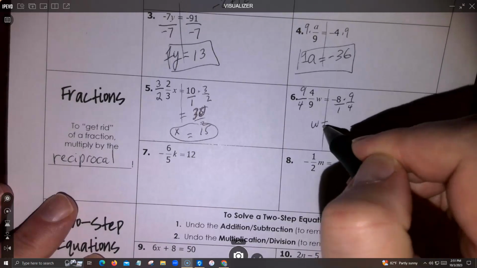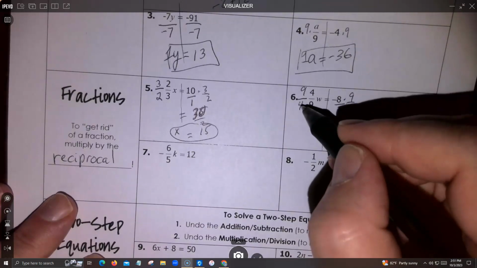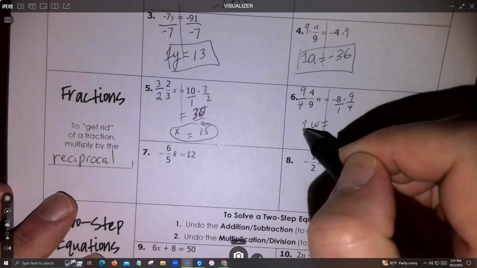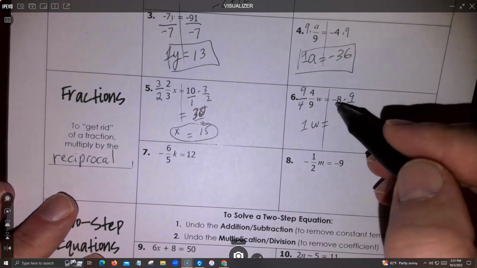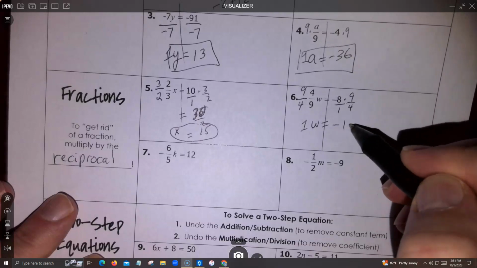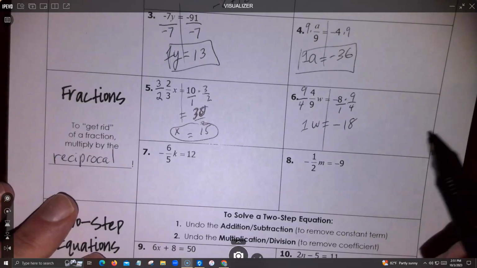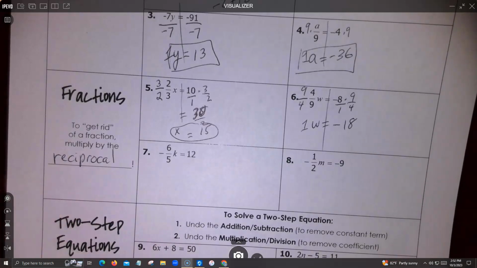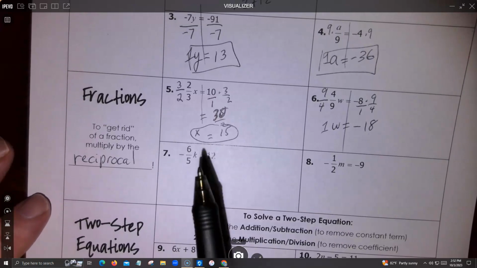W equals, because remember, all this works out to is 1 over 1, right? 9 times 4 is 36. 4 times 9 is 36. 36 over 36 is just 1, which is your goal. 1W equals, and then I do this work, which comes out to be negative 18 when I'm done. You can use a calculator for that. If you want, just type it in and it will give you negative 18. Use decimals if you need to. All right, I think you get the idea.